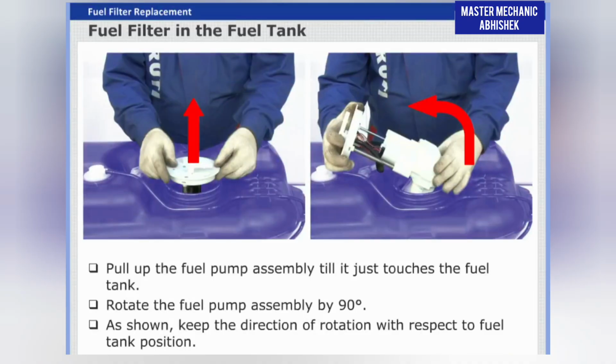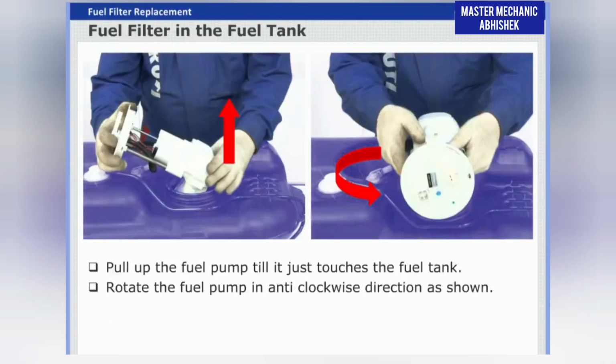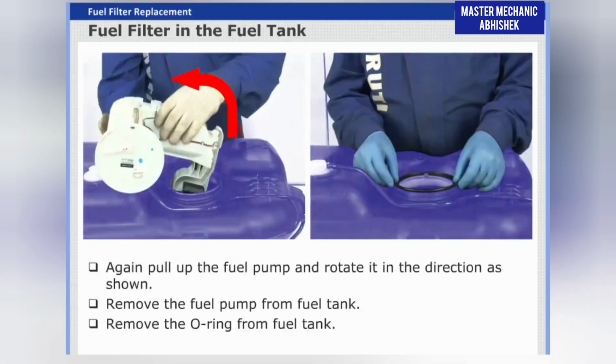As shown, keep the direction of rotation with respect to fuel tank position. Pull up the fuel pump till it just touches the fuel tank. Rotate the fuel pump in anti-clockwise direction as shown. Again pull up the fuel pump and rotate it in the direction as shown. Remove the fuel pump from fuel tank.